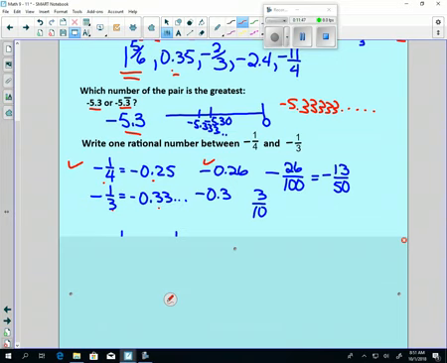Or I can put 0.3 as well, because 0.3 is the same as 3 over 10 or 30 over 100. So that's going to be smaller than 33 over 100. 33 is 33 over 100.